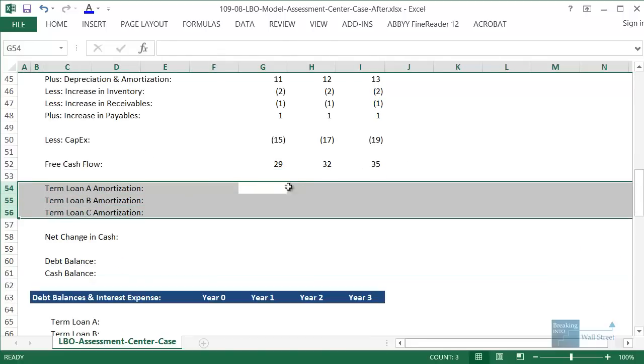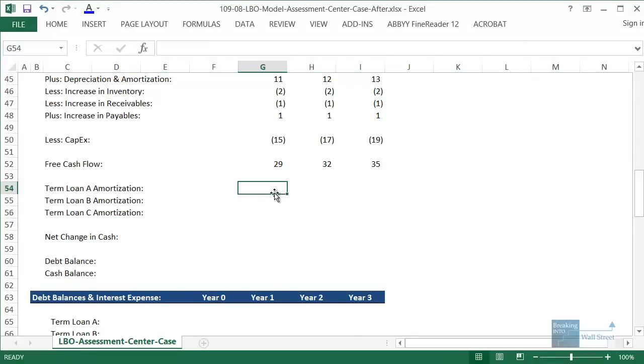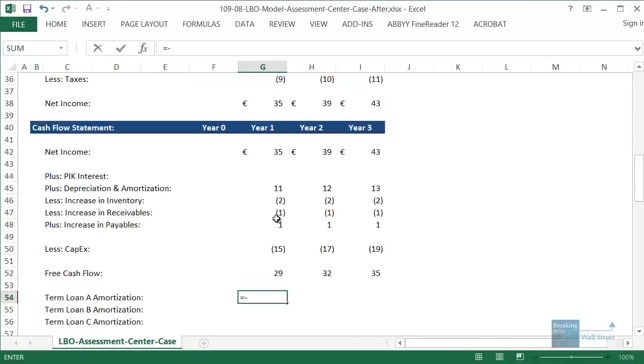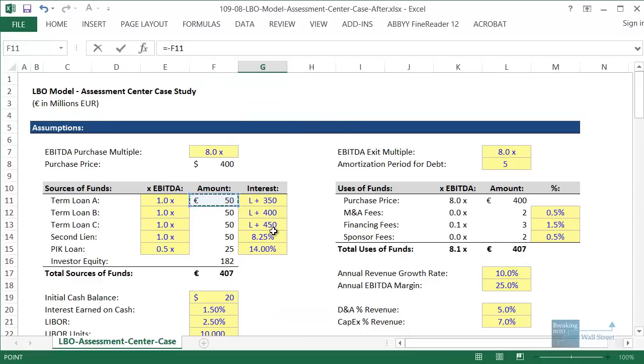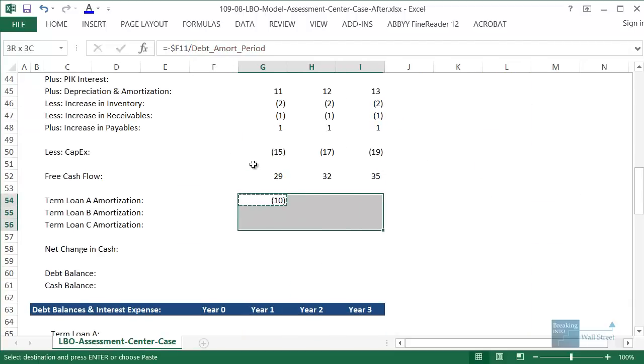Now, the next part of this with the debt repayments is actually easier than you might expect, simply because there is no optional repayment. Remember, the case study instructions said to assume equal amortization over 5 years, so that makes this a fairly simple exercise, because all we have to say is that we take our initial term loan A balance and we divide by the amortization period. I will anchor the F part here so this doesn't shift around as we copy it around.